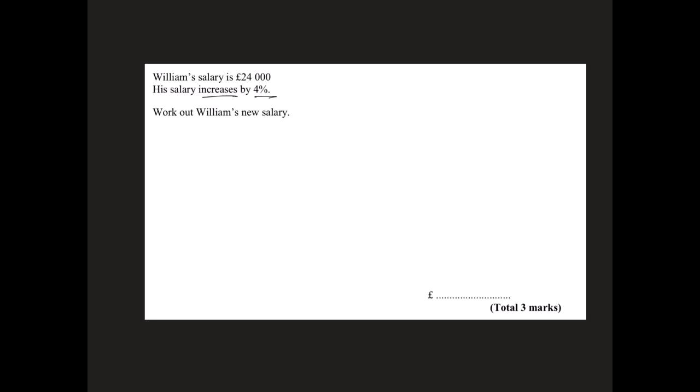First step, as it was before, was to change our 4% into a fraction. So 4% is 4 over 100. Now, 24,000 divides very easily by 100. So I'm not going to simplify this at all because I think it would be easier to divide it by 100 than it would be divided by anything else. So I'm going to divide by the bottom times by the top. So £24,000 divided by 100, and that is 240.